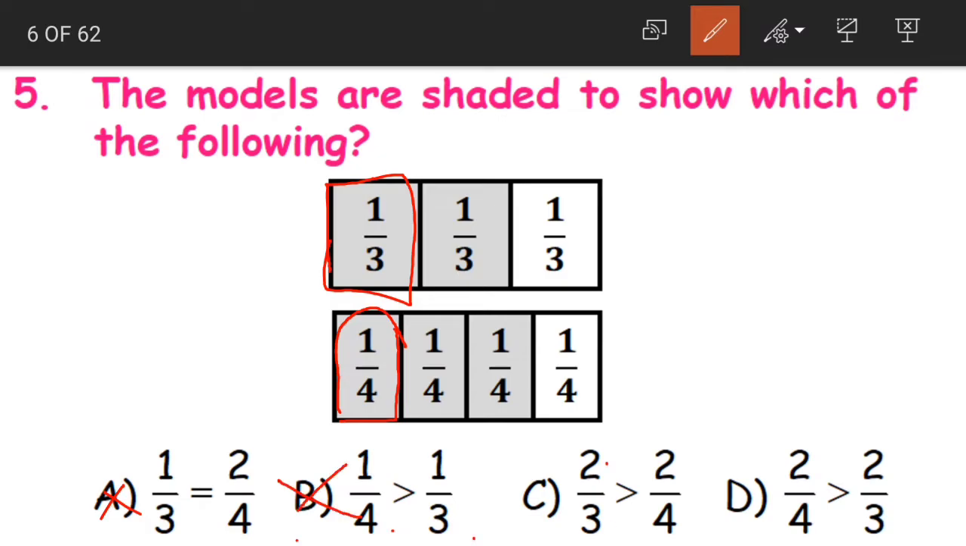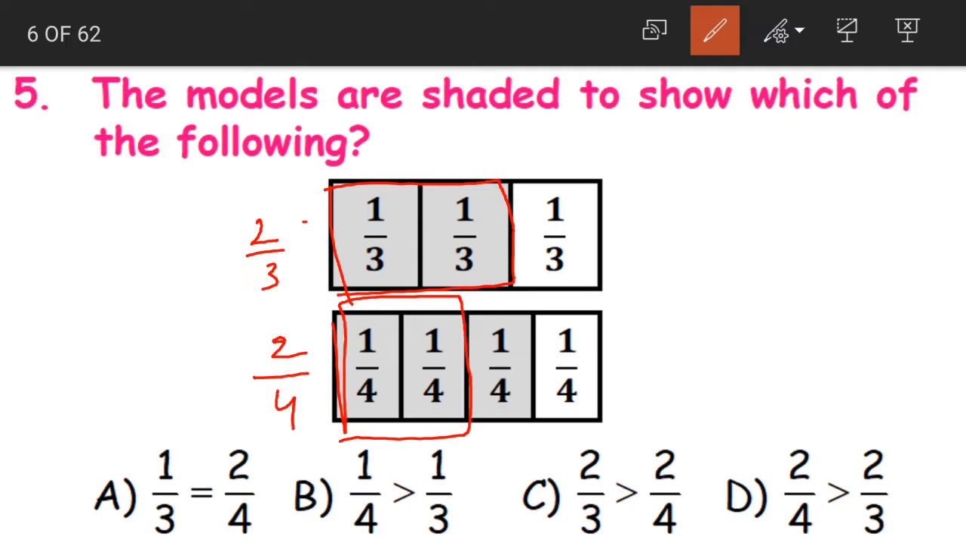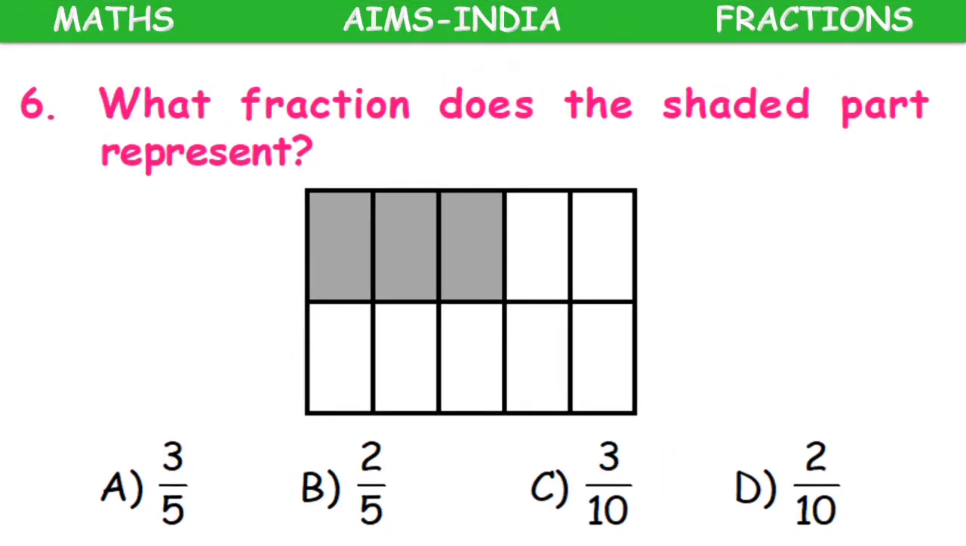Next, 2 by 3 is greater than 2 by 4. Now 2 by 3 means what? 1 by 3 plus 1 by 3. And what is 2 by 4? 1 by 4 plus 1 by 4. Now this is 2 by 3 and this is 2 by 4. Which is the greater one? 2 by 3 is the greater one. So option C, 2 by 3 is greater than 2 by 4 becomes our correct answer.